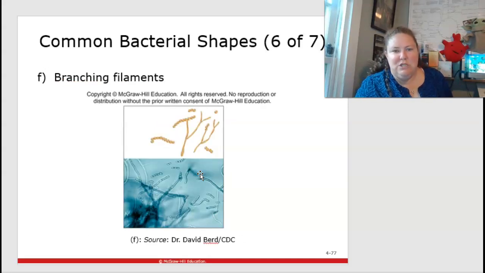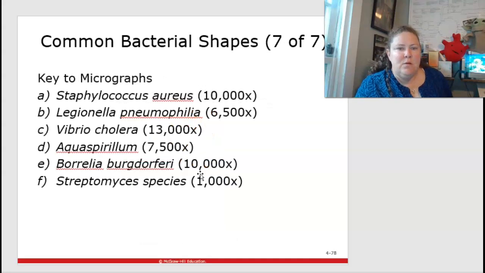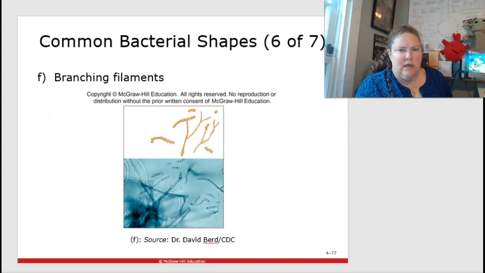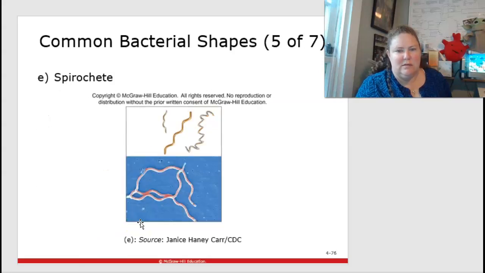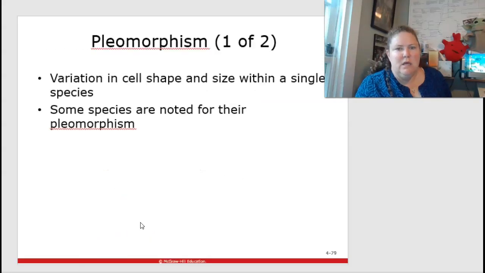We also can have branching filaments. They branch off, right? So you can see that there are like forks in the road. We're also looking at, oh, that's what those pictures were. Sorry. So you can see the different microorganisms and what they were looking at, what these were, right? So F would be the Streptomyces species at 1000x. So you can go back and see what they are.